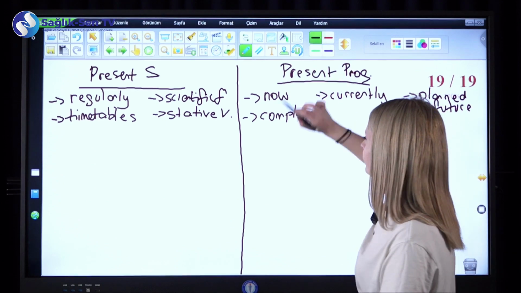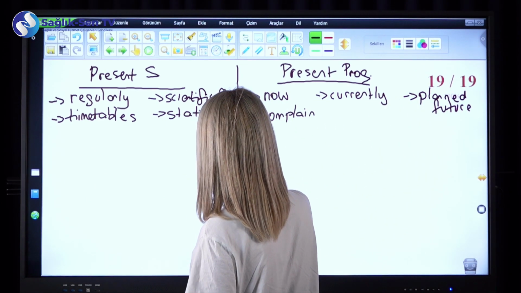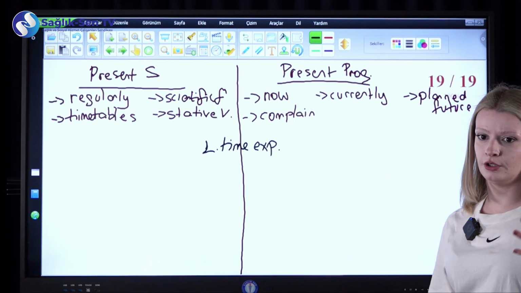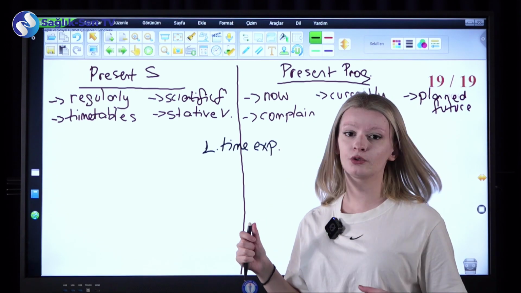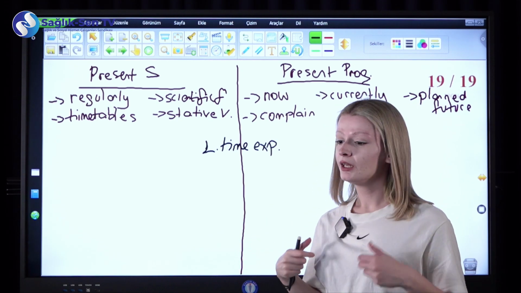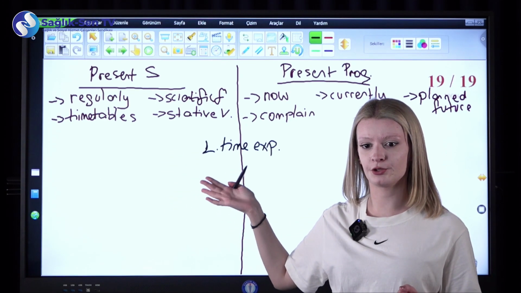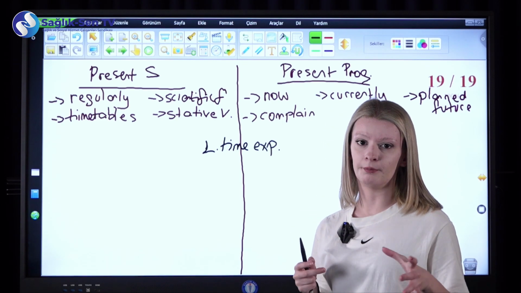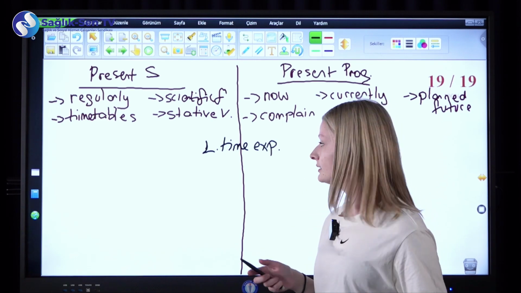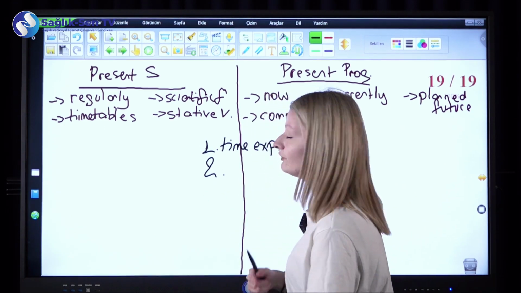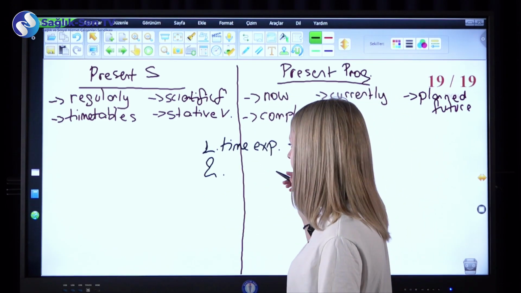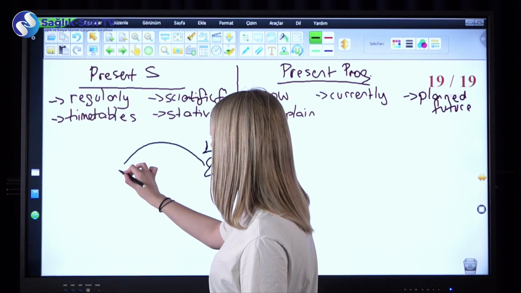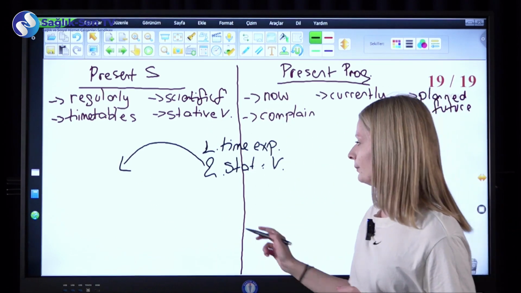The first thing you're going to look at is the time expressions. If there's a question and you don't know which one to pick, you have to look at the time expression first. We have studied the time expressions we use with present simple and present progressive, so each of them has their own time expressions. Second one, if there is no time expression in the sentence, we are going to look at stative verb. And it goes directly to present simple.